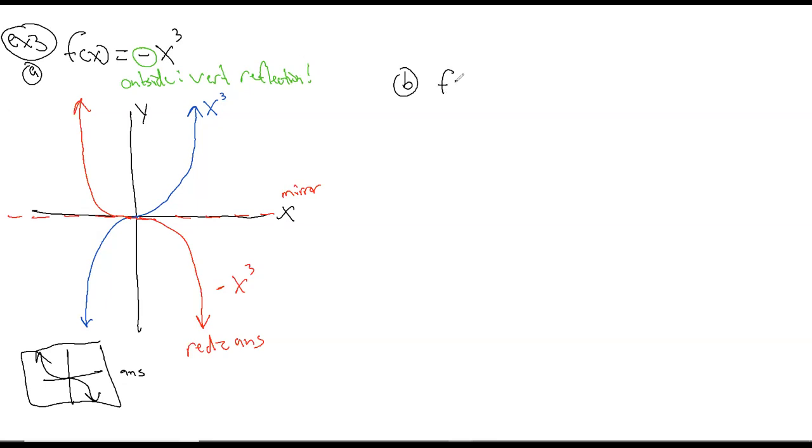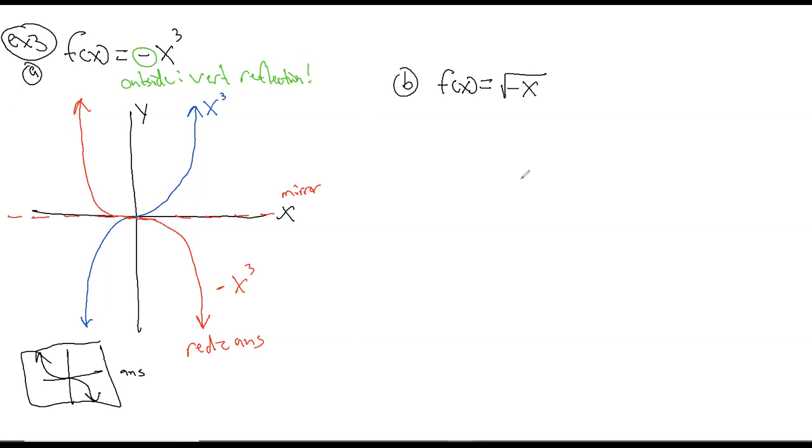B. f of x equals the square root of negative x. So the core function here is the square root of x. It looks like the parabola tilted on its side, but with one of the arms missing. But there is a negative in front of the x inside.